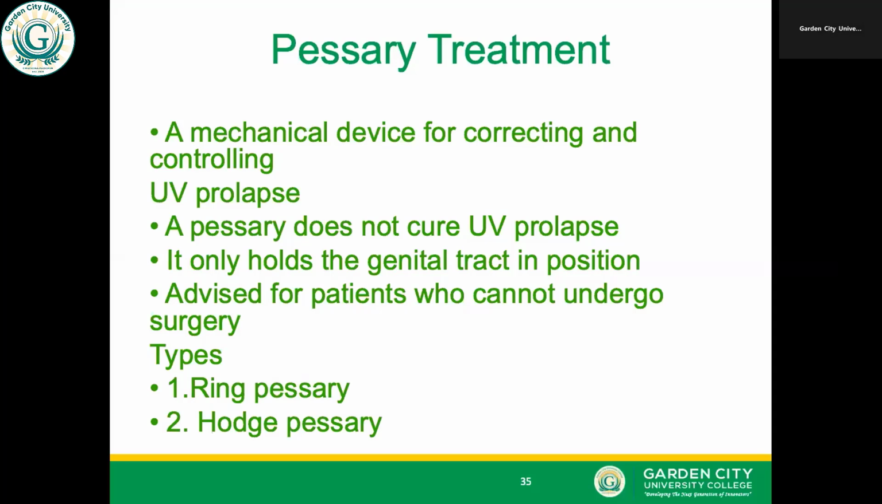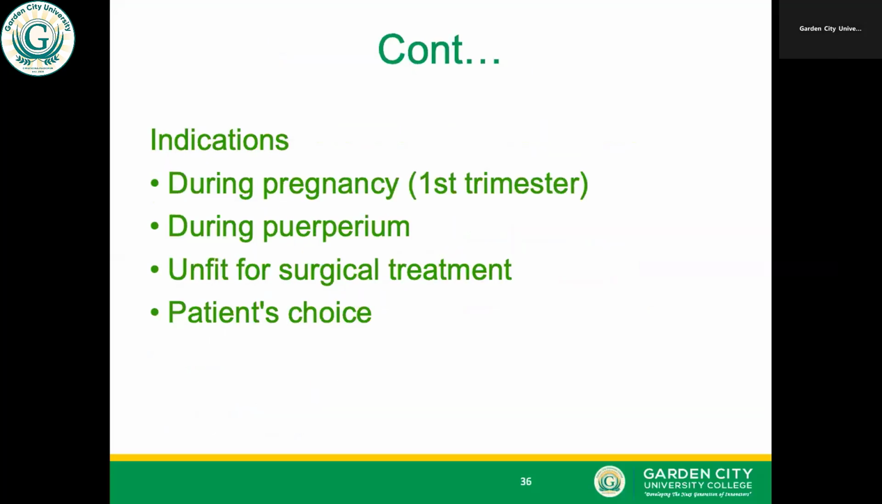So you advise patients who cannot undergo surgery, or who don't want the surgery, then you encourage them to go with the ring pessary and then the shelf pessary. So these are all pessaries to hold the cervix, or wherever the prolapse has reached, in place so that it wouldn't continue.